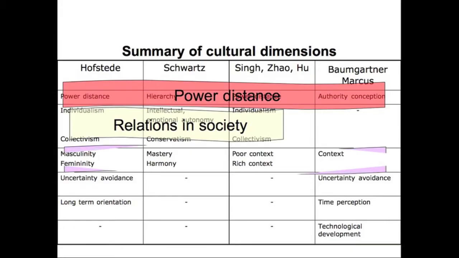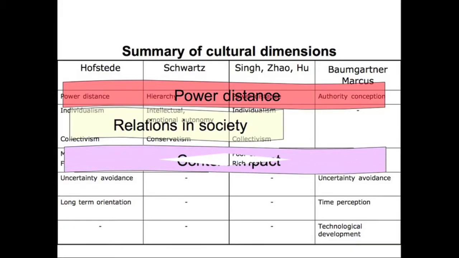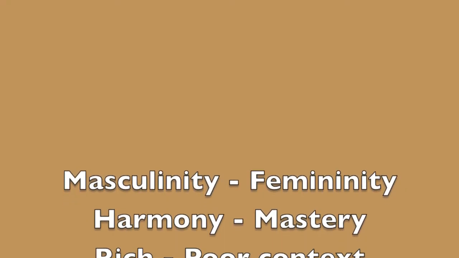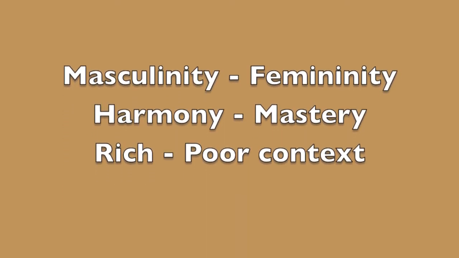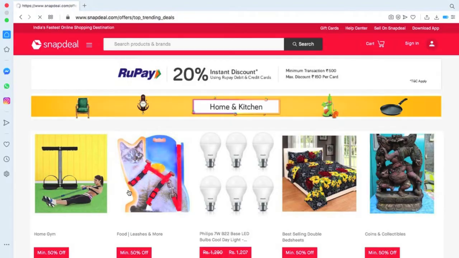The next dimension is linked with content's presentation style and amount of information: the masculinity and femininity dimension by Hofstede, harmony and mastery dimensions proposed by Schwartz, and rich and poor context dimensions used by Marcus and by Singh with co-authors.